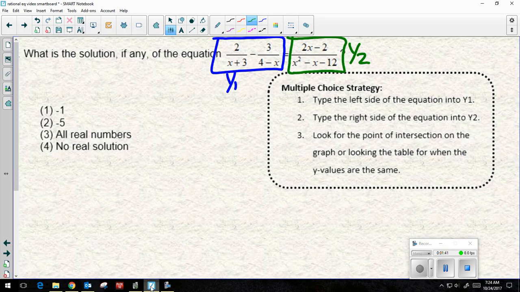So let's look at my answer choices. These are x values, so the first one means x equals -1. So when x equals -1, are my y values the same? The next one is x equals -5. The third one is all real numbers, so if all of my values for y matched up in the two columns, that would be my answer. And the fourth one, no real solution, would be my answer if none of those choices work.